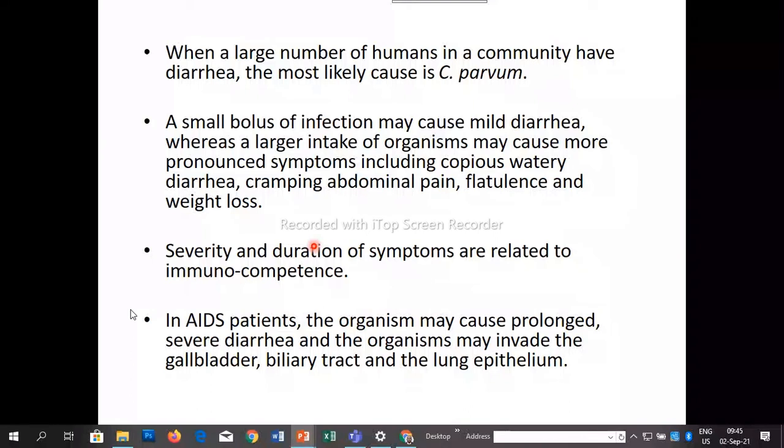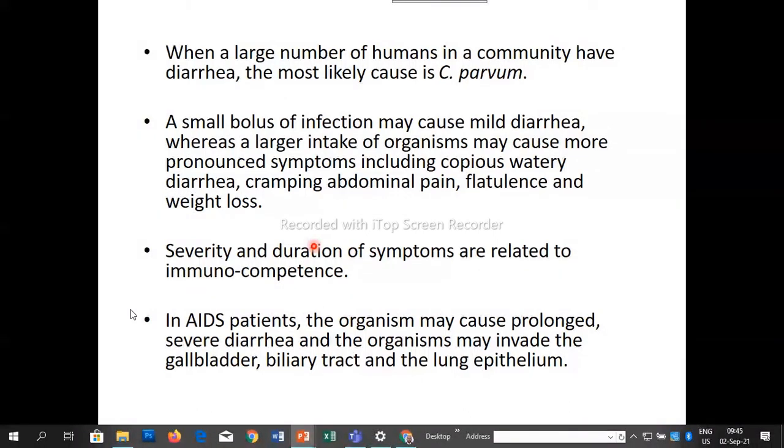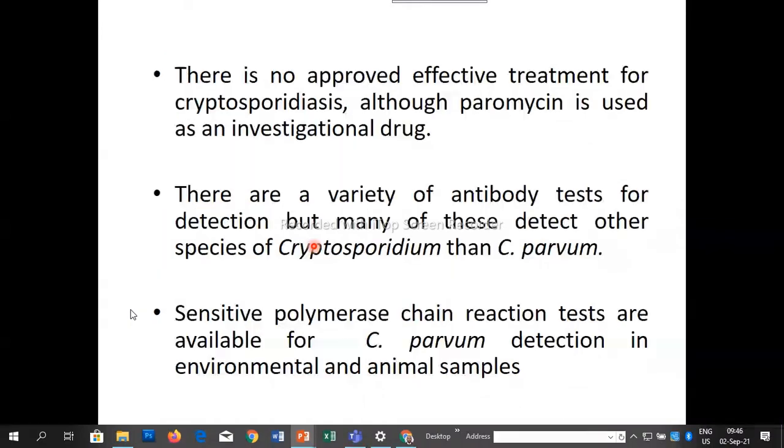In HIV patients, the organism may cause prolonged severe diarrhea, and the organism may invade the gallbladder, biliary tract, and the lung epithelium. There is no approved effective treatment for cryptosporidiasis, although paromomycin is used as an investigational drug. There are a variety of antibody tests for detection, but many of these detect other species of Cryptosporidium than Cryptosporidium parvum. Sensitive polymerase chain reaction tests like PCR are available for Cryptosporidium parvum detection in environmental and animal samples.